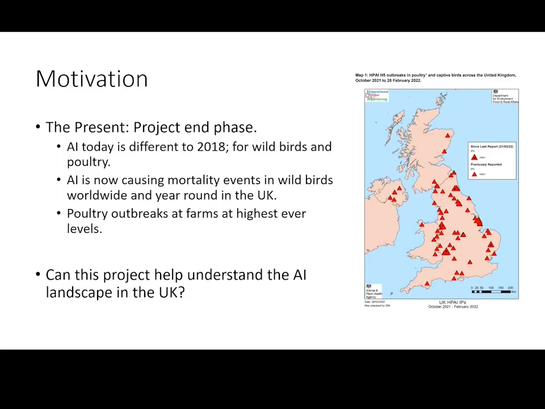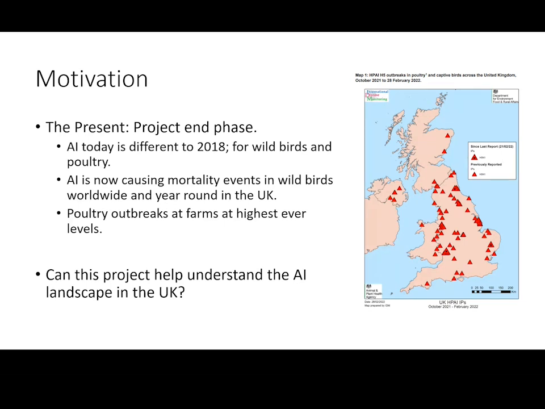So bringing it forward a bit, I've mentioned the motivation from a few years ago, but today we know that avian influenza has really kicked off within the UK and worldwide. In the last couple of years, we have seen, everyone likes using the word unprecedented, but it is. There's been so much AI in the landscape, in wild birds and through poultry outbreaks. These are the biggest outbreaks that have been seen in the UK.